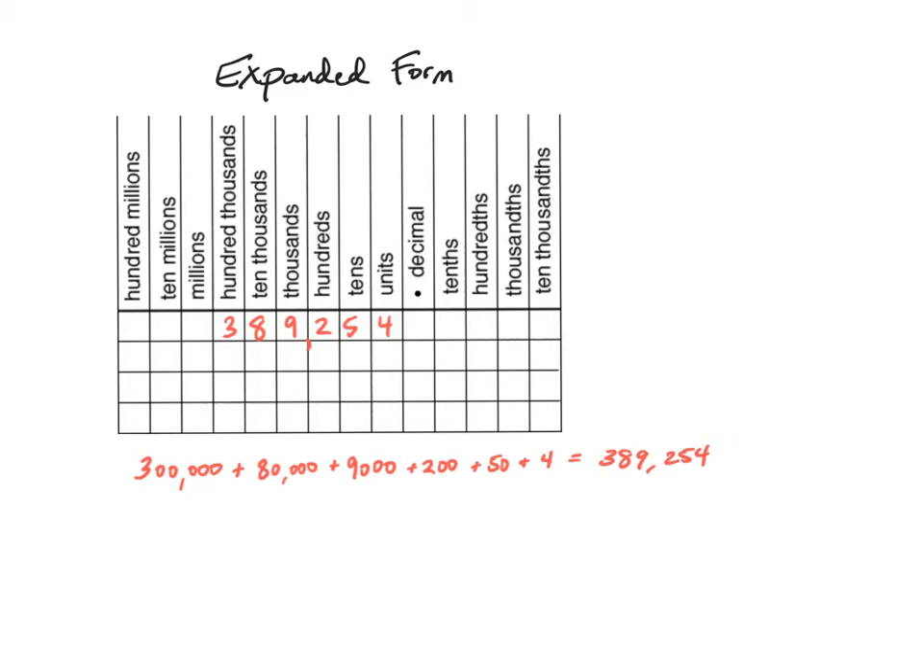389,254. So as you can see, this is why we use place value, because it is very inefficient to write a number like 389,254 in this big, long, complicated way of having to write out the value of each digit. Let's now look at an example using decimals.